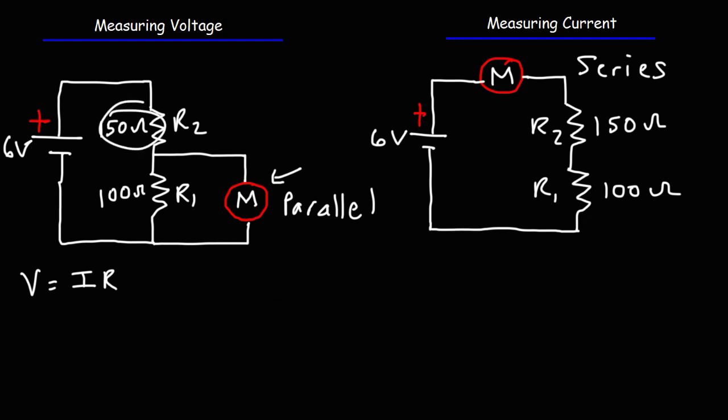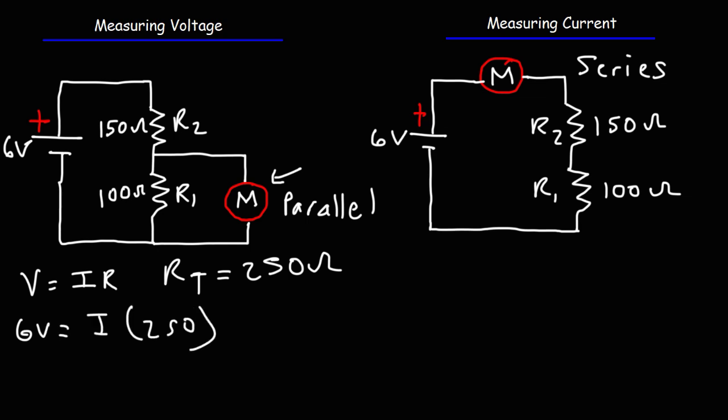Now we have two resistors in series, so the total resistance is going to be R1 plus R2, that's 150 plus 100, so that's 250 ohms. And we have a 6-volt battery across those two resistors, so using Ohm's law, V equals IR, we have a voltage of 6 and a resistance of 250, so dividing both sides by 250, the current flowing in the circuit is going to be 6 divided by 250. And so the current is 0.024 amps.